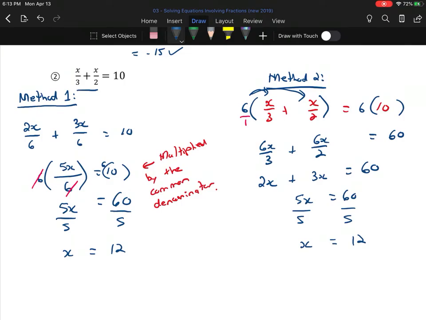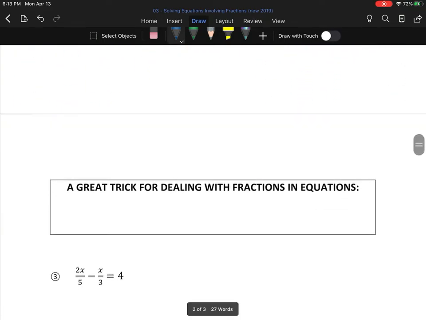And so what I get is x equals 12. Okay? I'm not doing a sales pitch for method 2. People whose fractions aren't quite as strong are going to like method 2. And moving on to some more advanced mathematics, it's going to be nice to be able to clear fractions out.